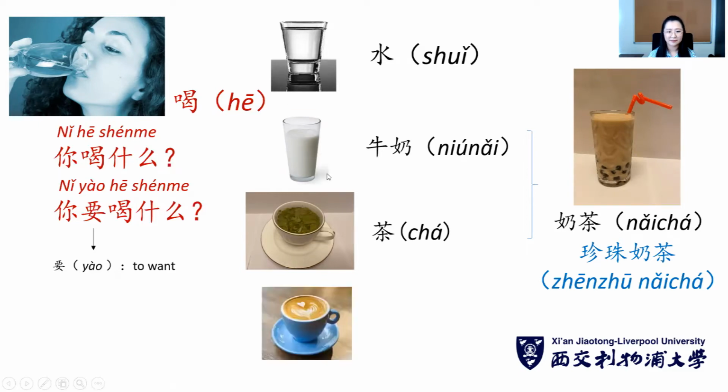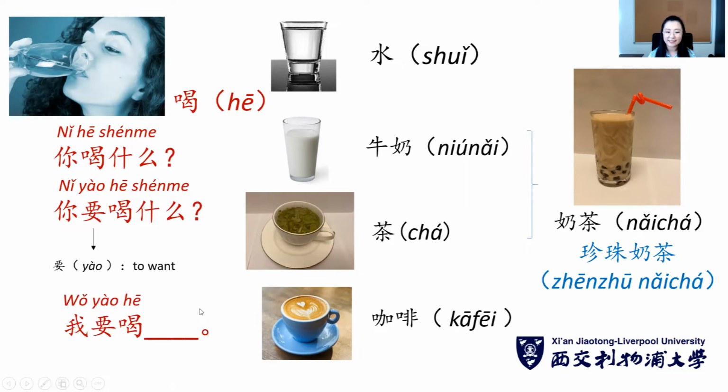Another thing, coffee. Coffee in Chinese is very easy to say. That is just 咖啡. So if I want to say 我要喝咖啡, which means I want to drink coffee. So how to answer the question 你要喝什么? We will use the structure 我要喝 plus item to answer this question.